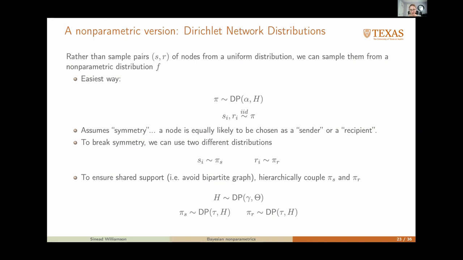So I'm going to do exactly the same thing as I did to ensure the topics were the same. I'm going to hierarchically couple these two distributions in a hierarchical Dirichlet process. I'm going to have one global distribution over nodes, vertices, and then I'm going to sample a distribution over senders using that global distribution as the base measure, and a distribution over recipients using that same distribution as the base measure. So now I'm going to have two infinite dimensional distributions where they have the same support, right? The nodes both have finite probability, every node has finite probability, even if it's vanishingly small, as a sender and a recipient.